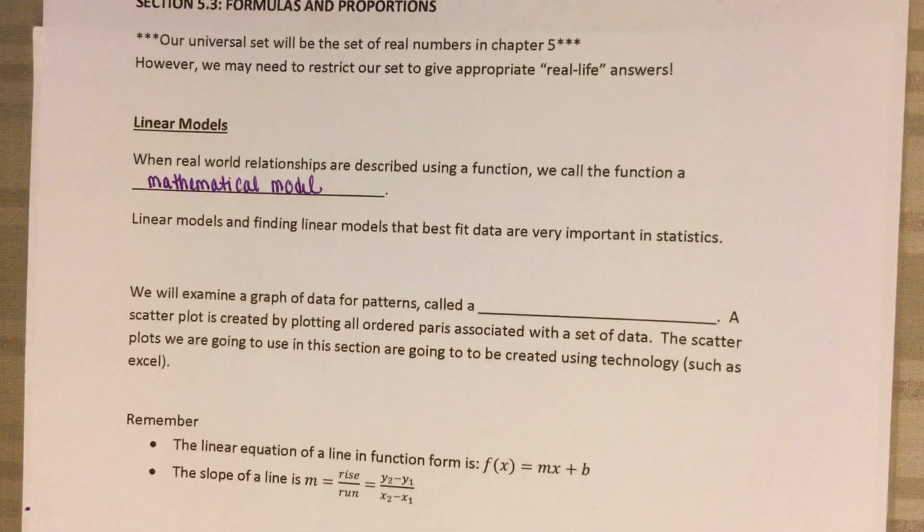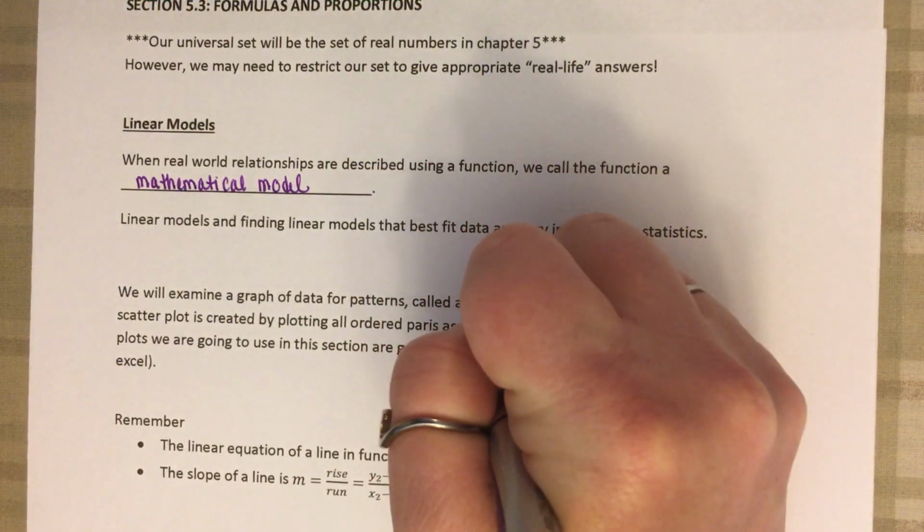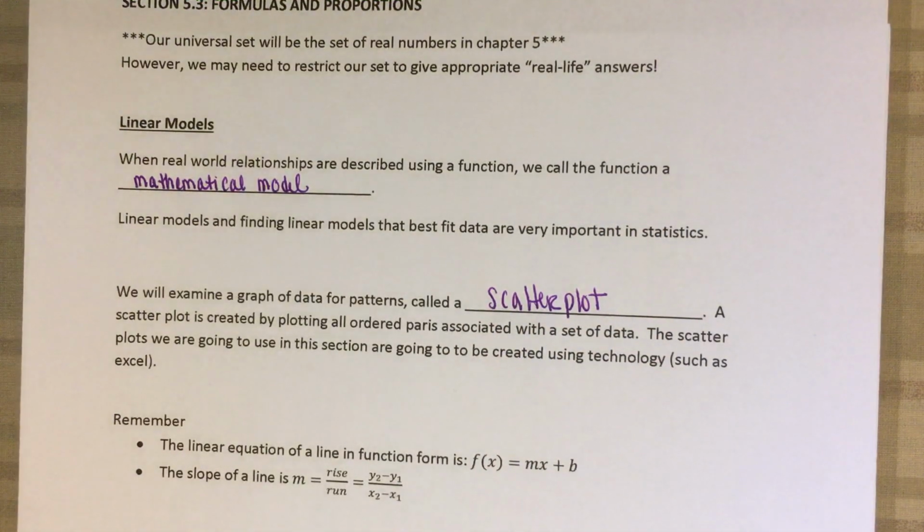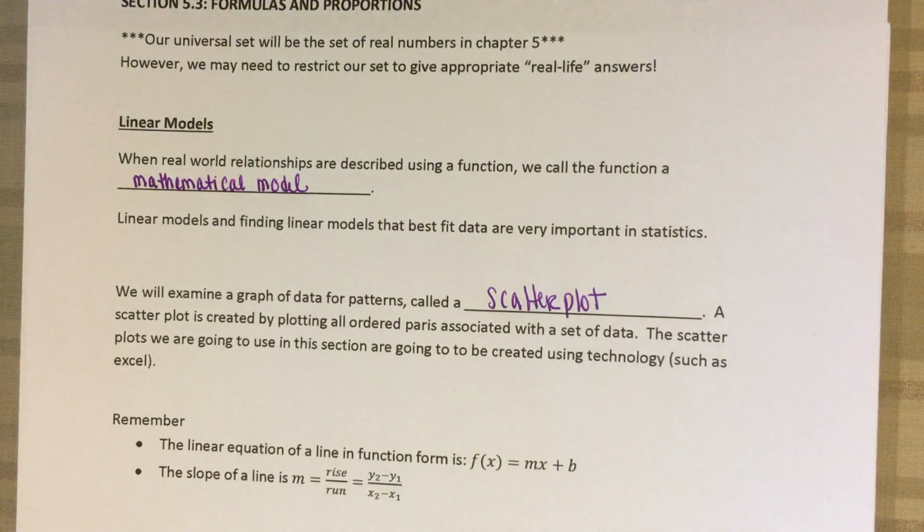We are going to start by thinking about something called a scatter plot. A scatter plot is created by plotting all ordered pairs associated with a set of data. The scatter plots that we're going to look at in this section are going to be created using technology. In this particular example in our notes, I used Excel to create the scatter plot, but there are different programs and functions you can use. Scatter plots are not limited to straight lines. We could have scatter plots that turn into a quadratic shape, an exponential shape, or some other non-linear shape as well. We're just choosing to focus on our linear models.